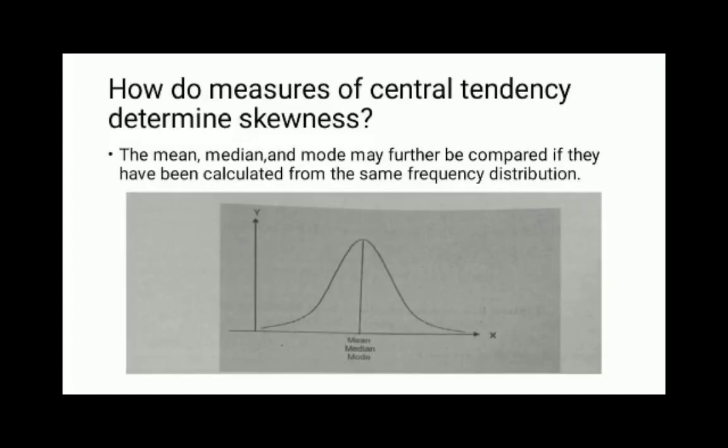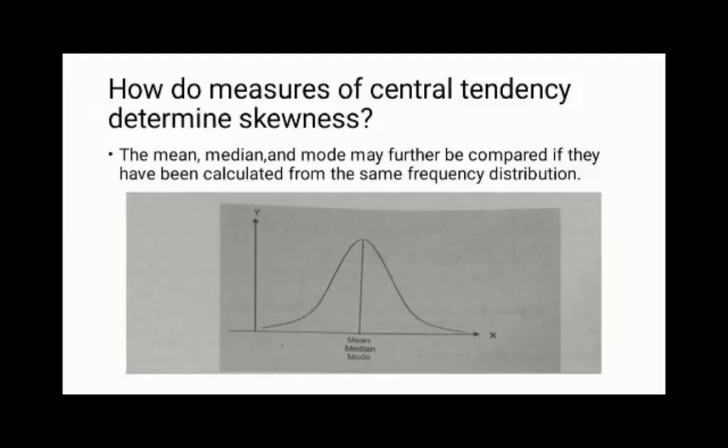Next, how do measures of central tendency determine skewness? Measures of central tendency, such as the mean, median, and mode, provide insights into the distribution of data. Skewness is a measure of the asymmetry of a distribution. If the mean is greater than the median, the distribution is positively skewed. If the mean is less than the median, the distribution is negatively skewed.